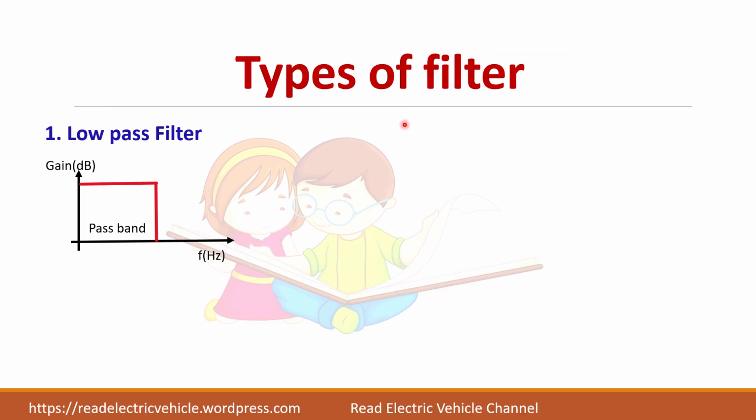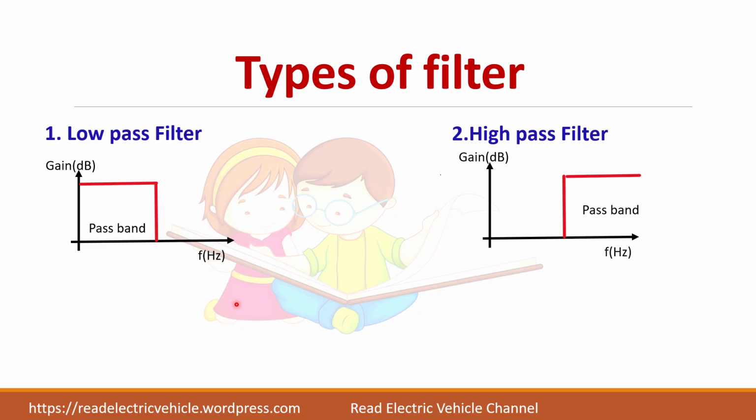There are different types of filter, namely low pass filter and high pass filter. In addition, we have band pass filter and band reject filter also. In the previous video, we saw about the first order low pass filter as well as second order low pass filter. In this video, we are going to see about high pass filter.